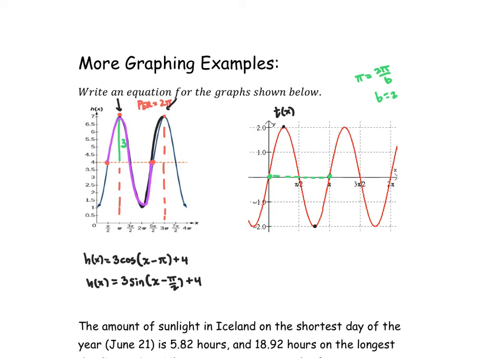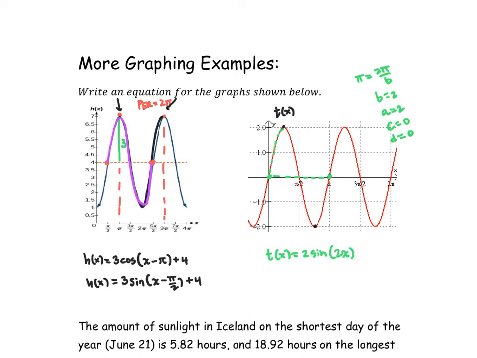So b has to be 2. It looks like a also has to be 2. And since our graph is increasing initially, then we know a is positive. C, I'm going to just say is 0, no shift. And vertically also d would be 0 as well. So t of x in terms of sine would be 2 sine of 2x.